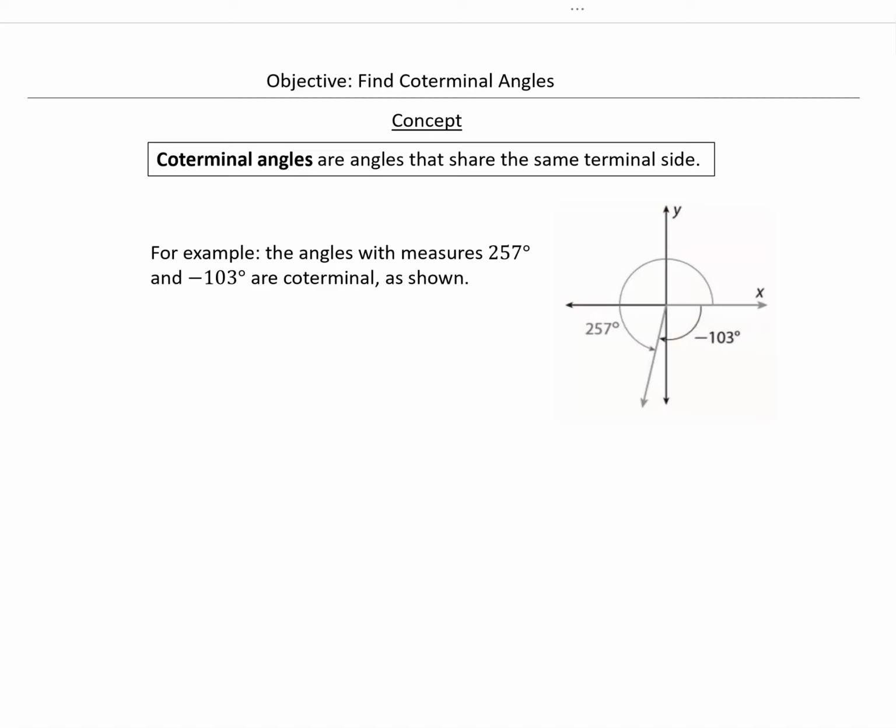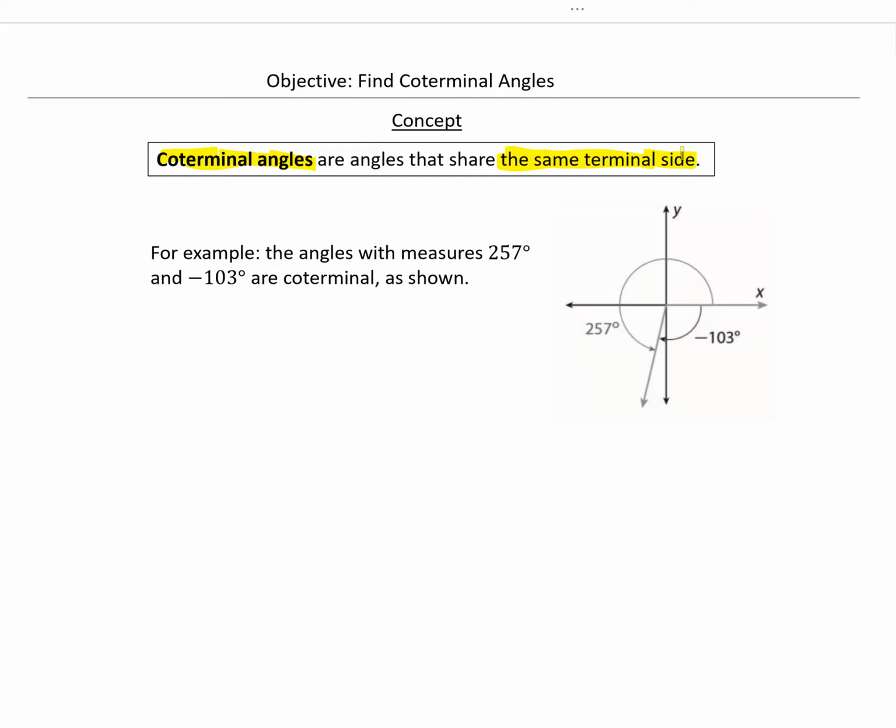This lesson is going to be about finding coterminal angles, specifically angles that are coterminal with our unit circle angles. Although the same procedure we're going to learn here can be used to find coterminal angles of all angles. So the definition of a coterminal angle is an angle that terminates in or has the same terminal side. So it terminates at the same place.